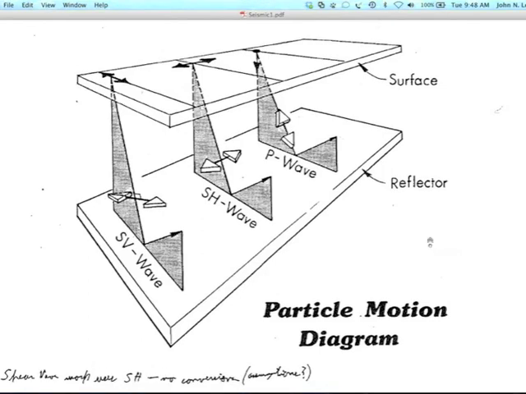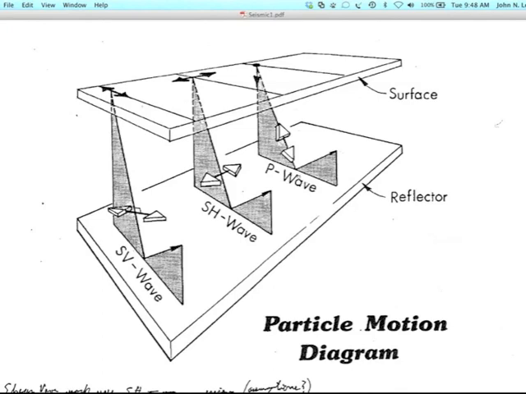Here's a 3D particle motion diagram. Here are three sources of seismic energy at the surface. We hit the ground down and make a P wave, which bounces off this reflector and then continues, and maybe we record it somewhere else on the surface. The P wave is shaking in the direction of propagation. What's called the SV wave is shaking perpendicular to the direction of propagation and in the vertical plane, and there's that little perpendicularity symbol there. So it's a little bit vertical, which is why it's called an SV wave.